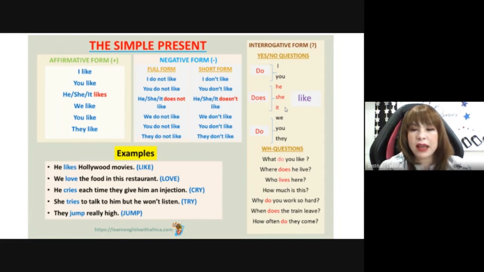When does the train leave? The train leaves at 7 o'clock. How often do they come? They come every 2 weeks. So what is the question word that asks for things? What. Where, place, who, people, how much is quantity, why is a reason, when is time, and how often is frequency. Let's check this video.